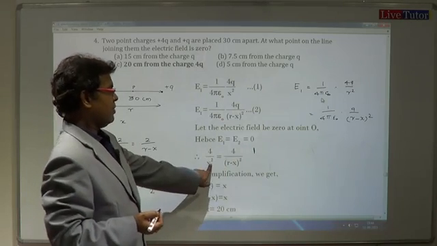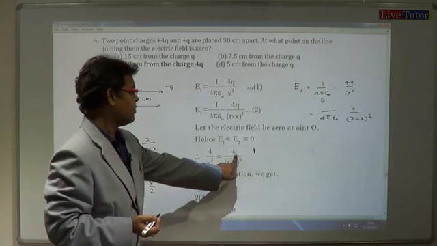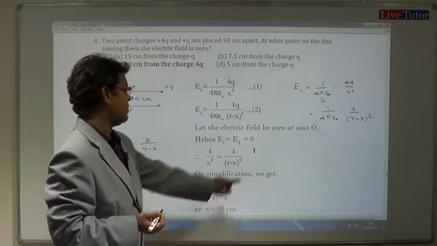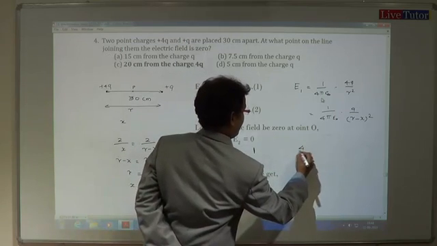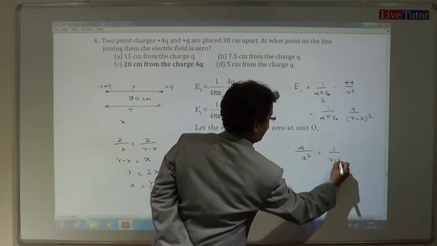Right, so now what will happen to this equation? This will become 1 by, not 4 by, it is 1 by. So, it will become 4 by x square is equal to 1 by r minus x whole square.